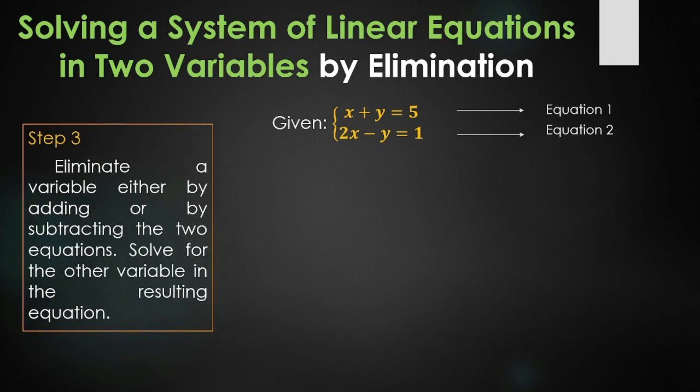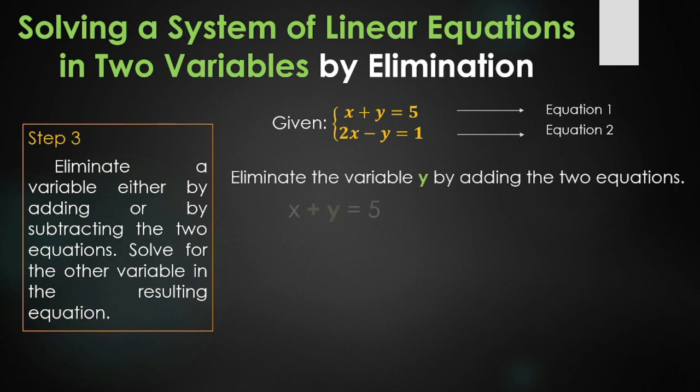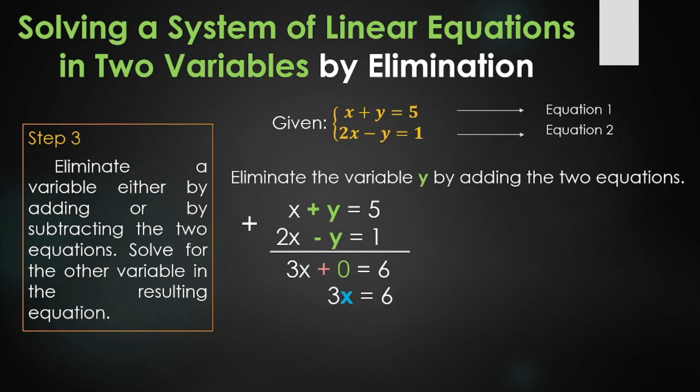Now, let us eliminate a variable either by adding or subtracting the two equations. Solve for the other variable in the resulting equation. So again, we have decided a while ago that we are going to eliminate the variable y by adding the two equations. So we write the equations, we align the similar terms. We add x plus 2x, the answer is 3x. y plus negative y, the answer is 0. 5 plus 1 is equal to 6. Then, 3x plus 0 is 3x. The resulting equation is 3x equals 6.